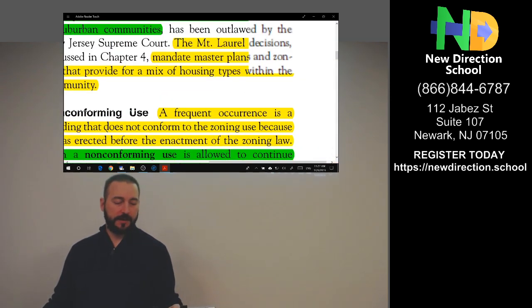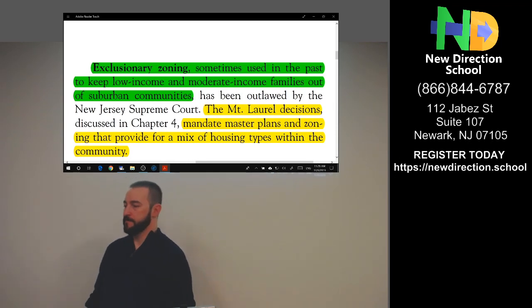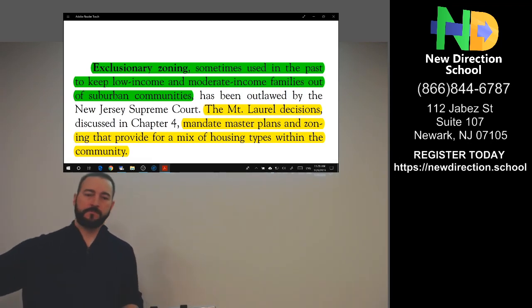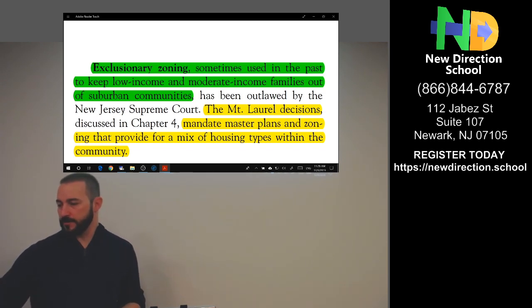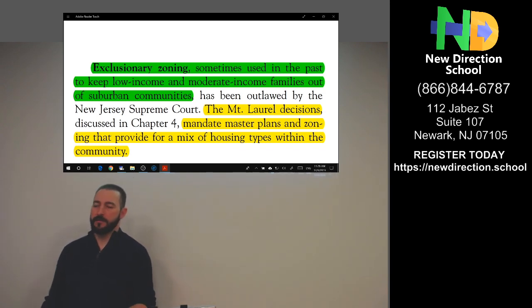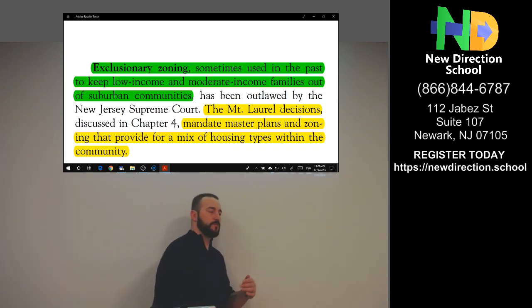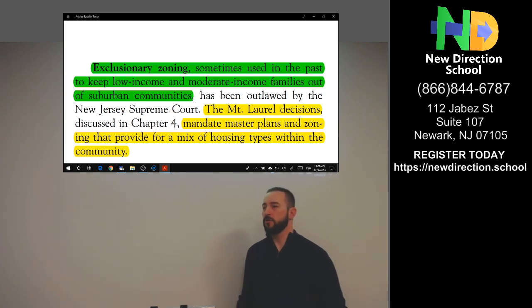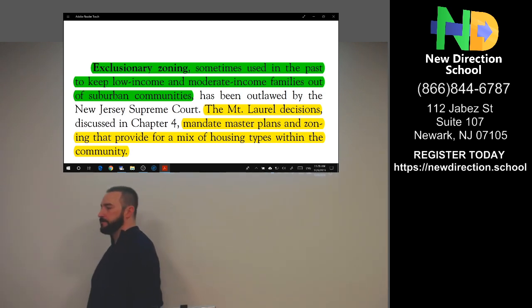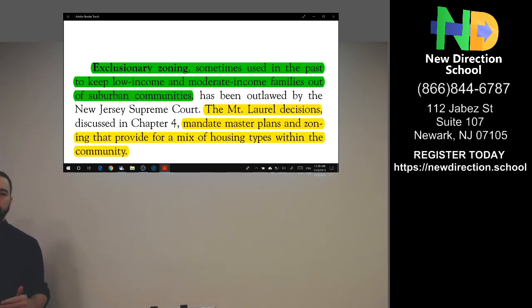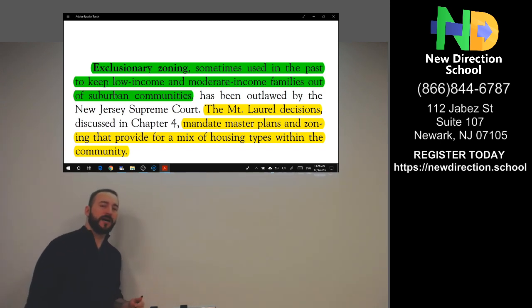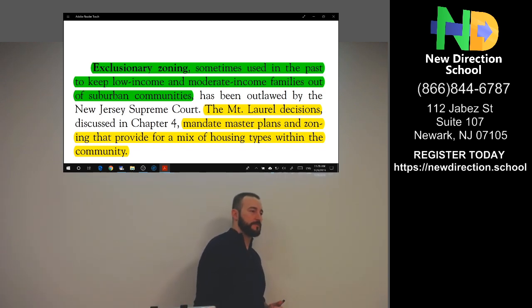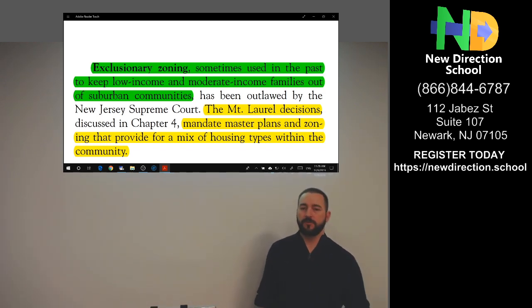On the right-hand side on top, we have exclusionary zoning. Right up above exclusionary zoning, I want you to write poor. P-O-O-R. Poor. This is just to remind you guys of Mount Laurel 1 and 2. We talked about this in chapter 4, where Mount Laurel was trying to exclude low and moderate income families out of suburban communities. You guys remember this? Chapter 4?